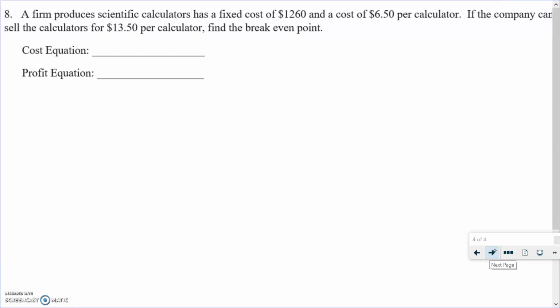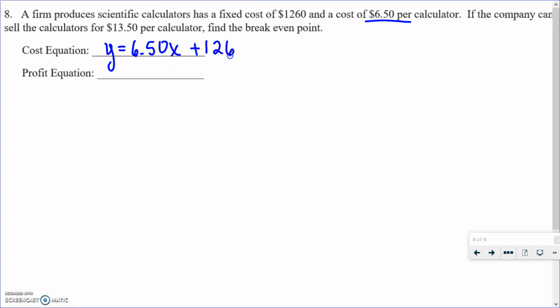A firm produces scientific calculators that has a fixed cost of $1,260. So if it says fixed, it means that's not going to change. It's not going to have a variable next to it. It's going to be charged one time. And a cost of $6.50 per calculator. Okay, if the company can sell calculators for $13.50 per calculator, find the break-even point. Okay, so this per, that's the one that's going to go next to the x. If you ever see the word per, that's the number that goes next to your x variable.